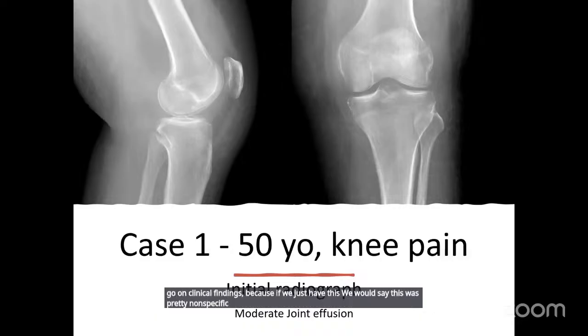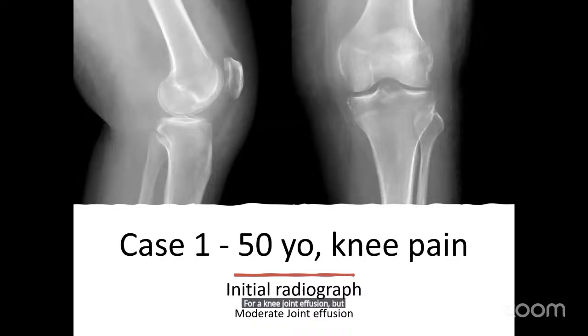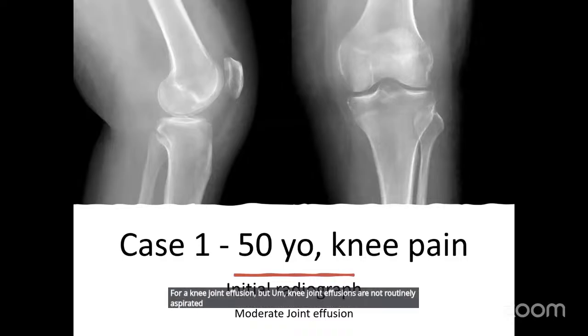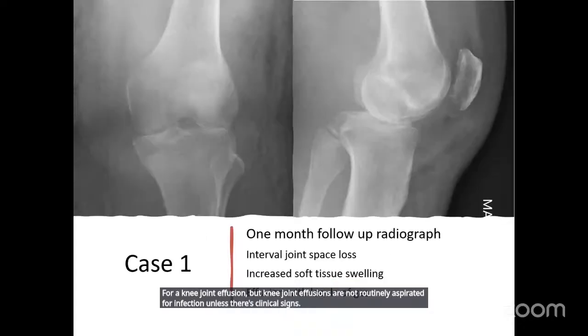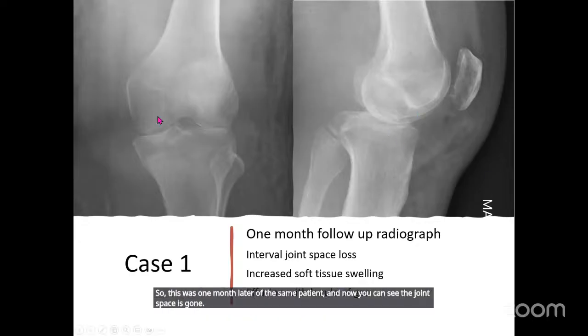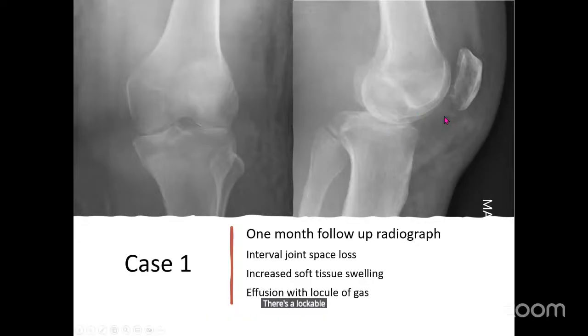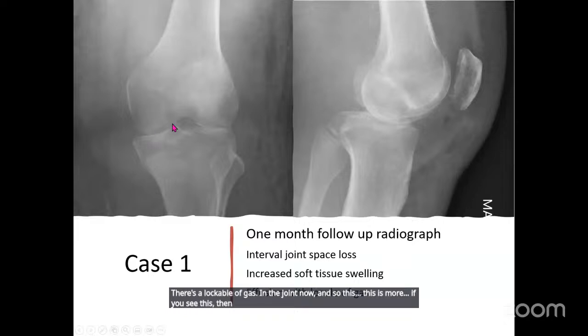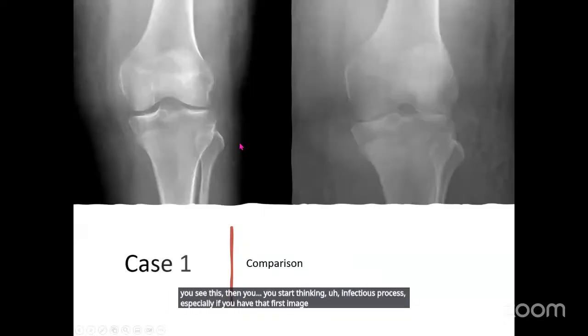A lot of times we will say sterility indeterminate for a knee joint effusion, but knee joint effusions are not routinely aspirated for infection unless there's clinical signs. So this was 1 month later of the same patient, and now you can see the joint space is gone. There's a locule of gas in the joint now, and so this is more. If you see this, then you start thinking infectious process, especially if you have that first image where you can see the difference. And here's the comparison.